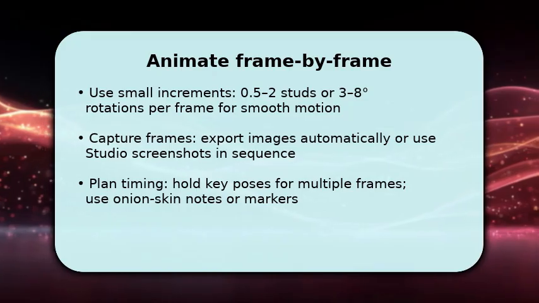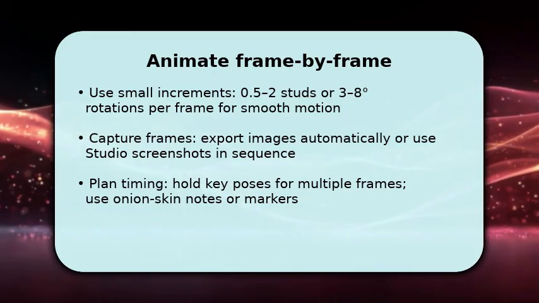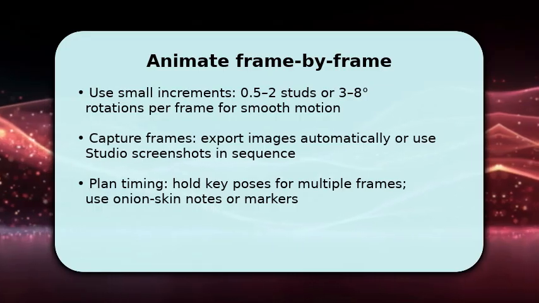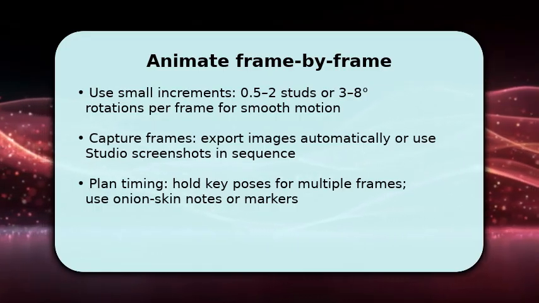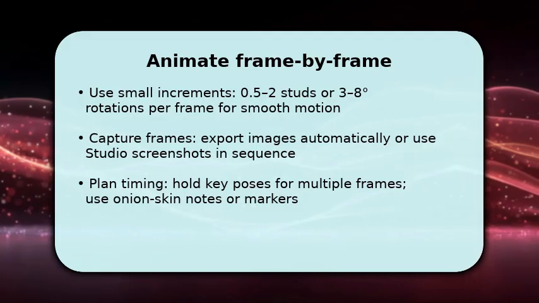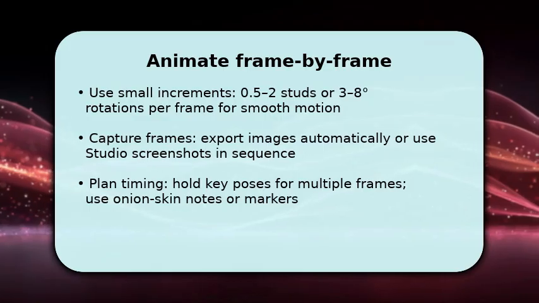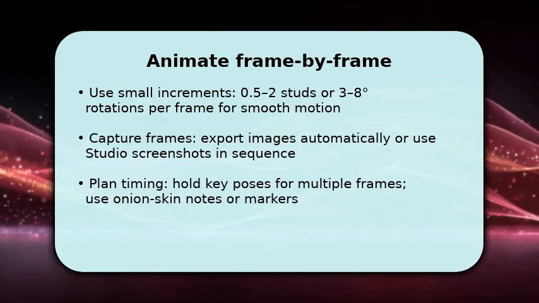Now you animate by moving pieces in tiny, consistent increments to create fluid motion. Aim for 0.5 to 2 studs or 3 to 8 degrees per frame, depending on speed. Make a short test of 10 frames to evaluate motion, then continue. Capture each frame as an image in strict order. Export automatically if possible. Otherwise, take sequential screenshots and name them numerically.